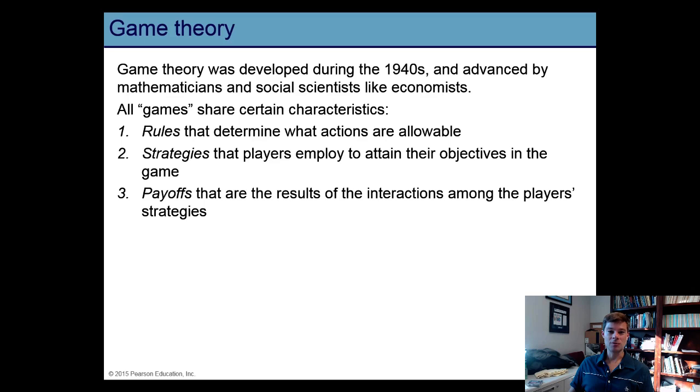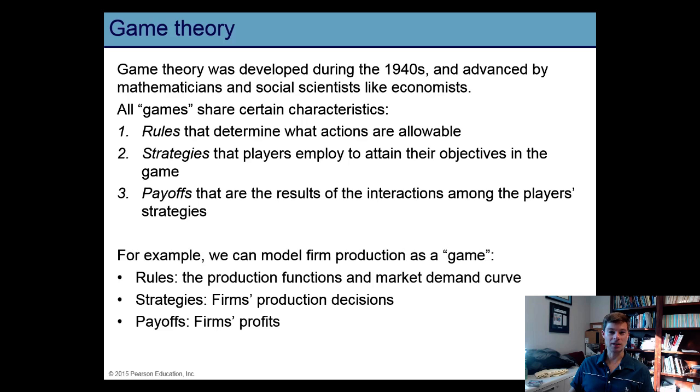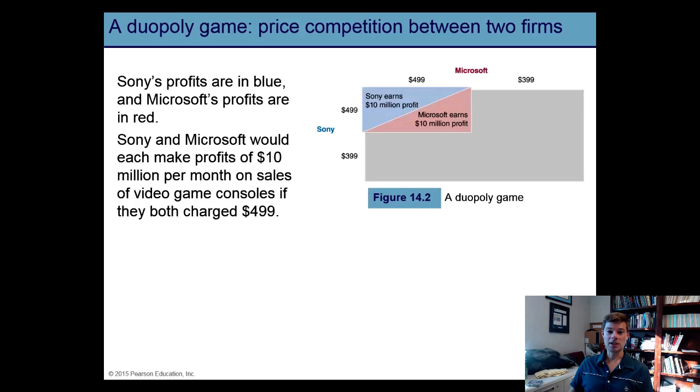In game theory, we're going to have rules and strategies and payoffs. For example, in an economic context, a rule might be a firm's production function, or it might be the demand that the firms face in the market. A strategy might be a firm's decision, like how much to produce. And the payoffs in economics will be profits. They'll be financial payoffs. So let's look at an example.